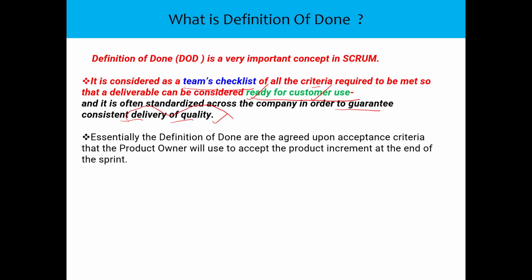Here we are looking at quality. We are not looking from the requirement point of view of the customer, but we are more concerned in terms of quality. That makes us understand that it has to be across the user stories. So it is essentially the definition of done: the agreed upon acceptance criteria that the product owner will use to accept the product increment at the end of the sprint.